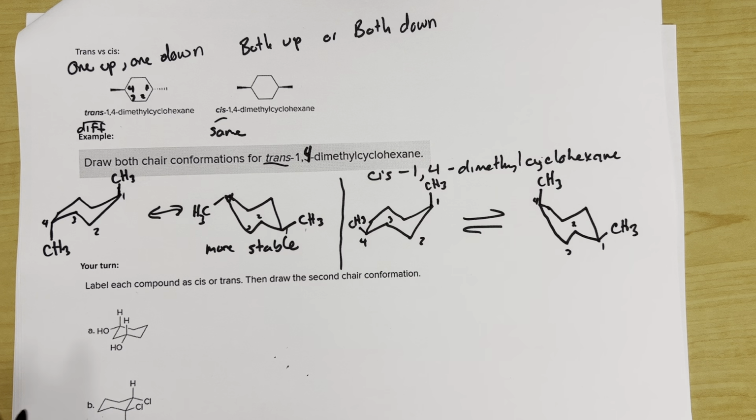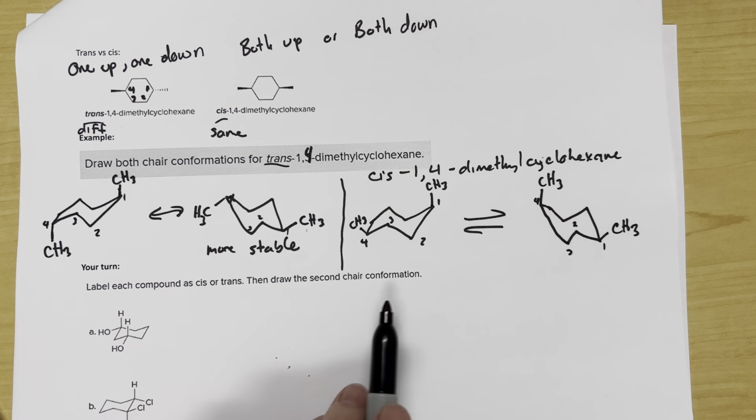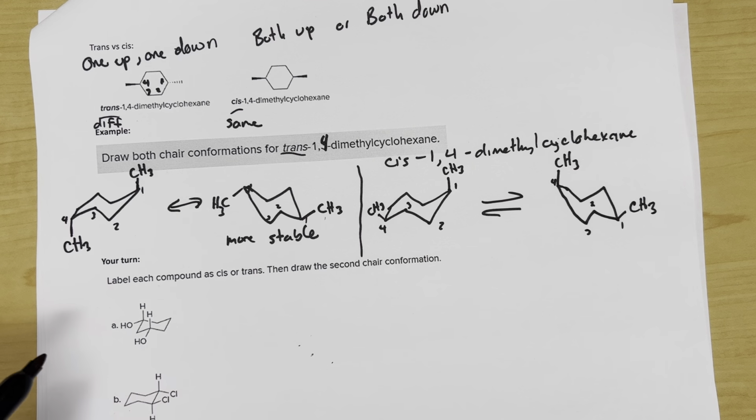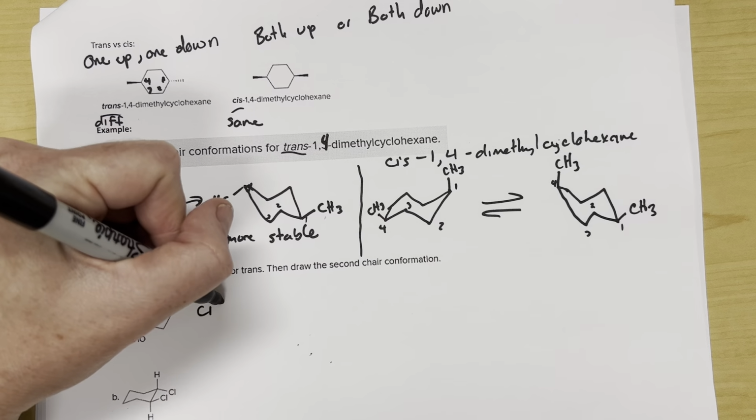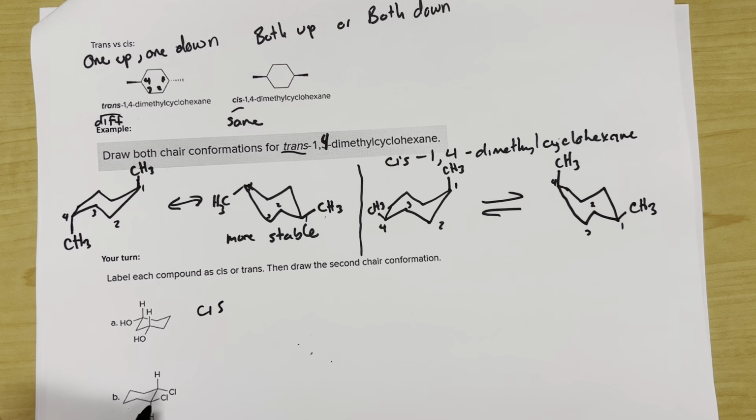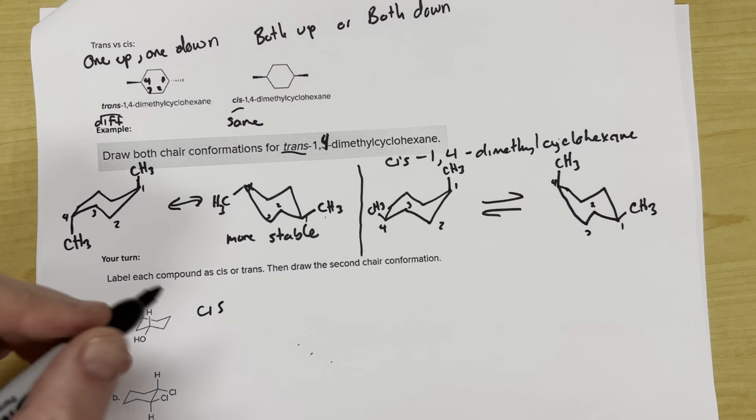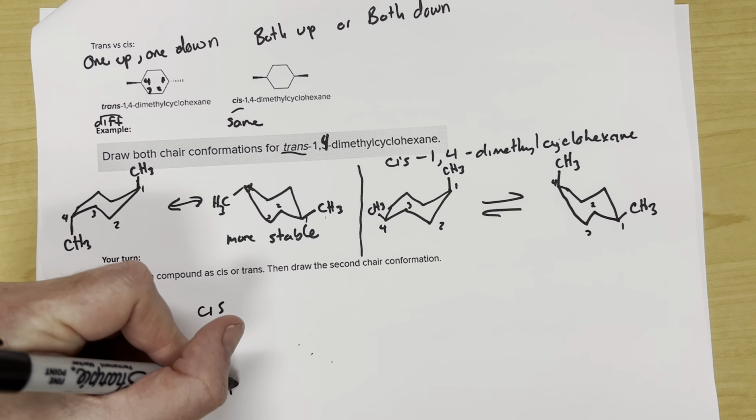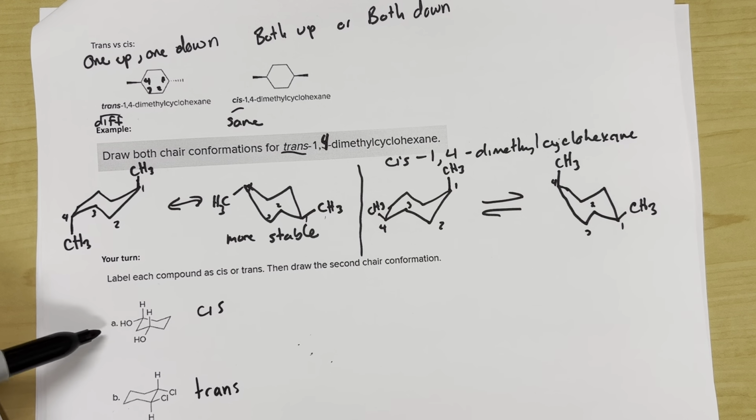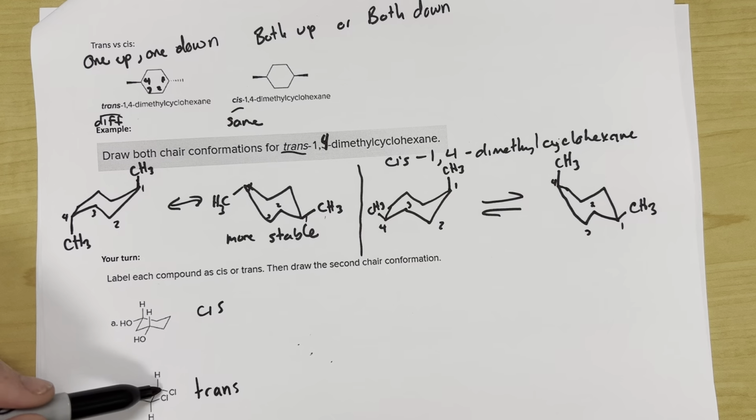All right, now it says label each as cis or trans and draw the second chair conformation. Here I see this one pointed down, that one pointed down. That tells me this is cis. Here I see this one pointed up and this one pointed down. That tells me it is trans. So again, this OH was pointed down, this one's pointed down, so it's cis. This one's pointed down, this one's pointed up, so it's trans.